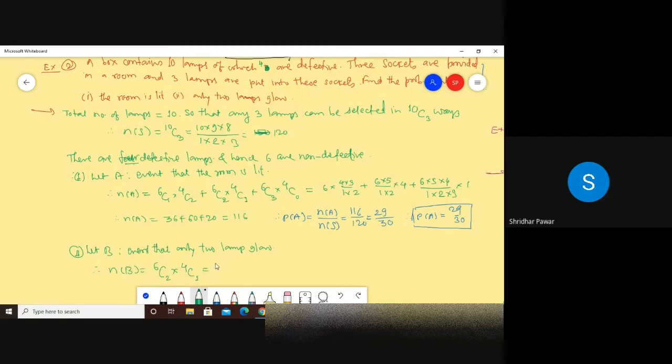So that is 6 into 5 upon 1 into 2 into 4. So that is 60. Okay. So therefore P of B is equal to N of B upon N of S. So 60 upon 116.